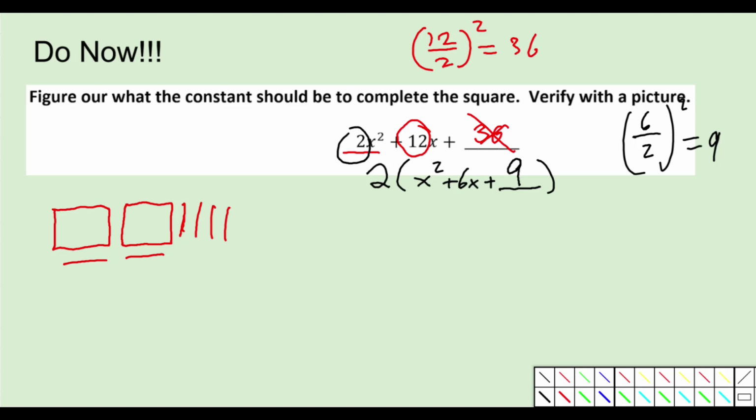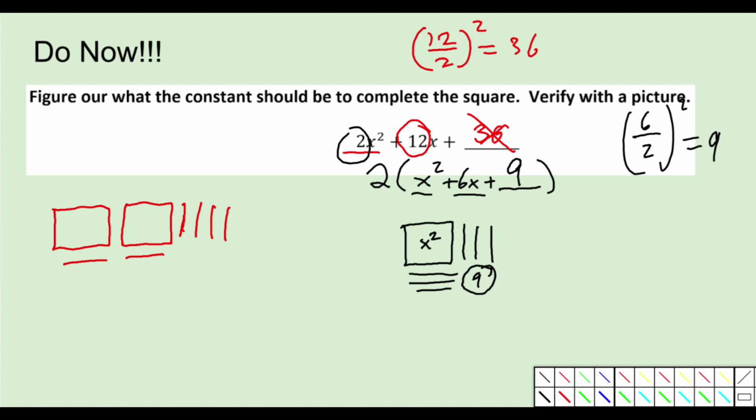So let's see if this makes sense. See if we can draw a picture that makes sense with this one. Well, I can draw my x squared. There's my x squared tile. Now I have 6 x's, so I'm going to put half of them on one side, half on the other side. Perfect. And then for this little spot right here, I'll need 9 little tiles. So I'll need 9 tiles right there. And that makes a square.